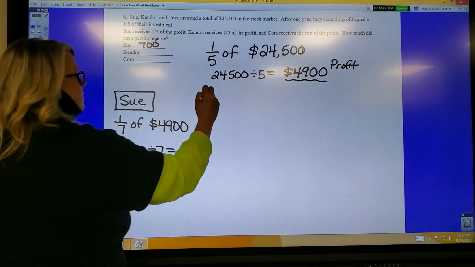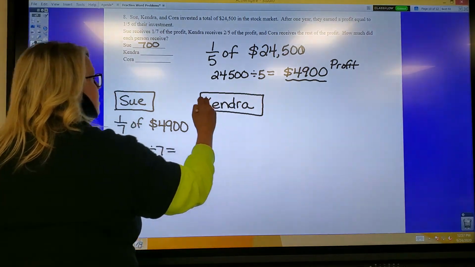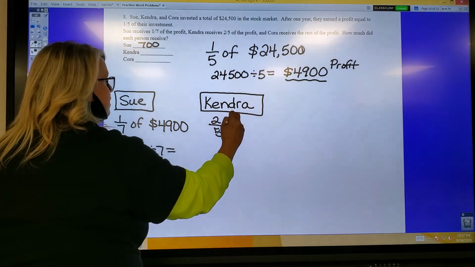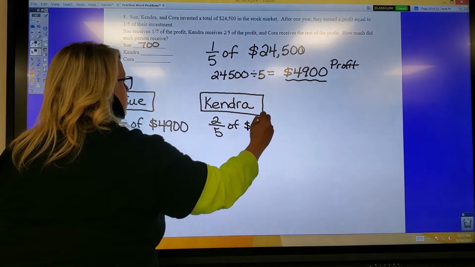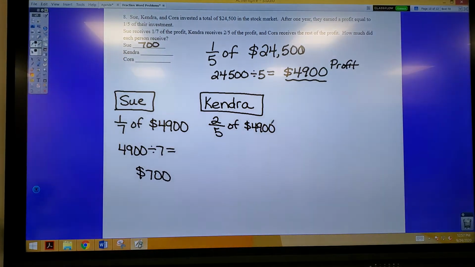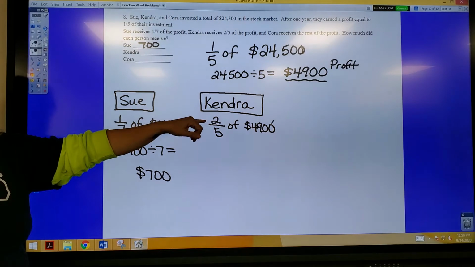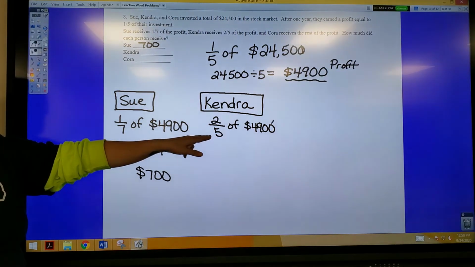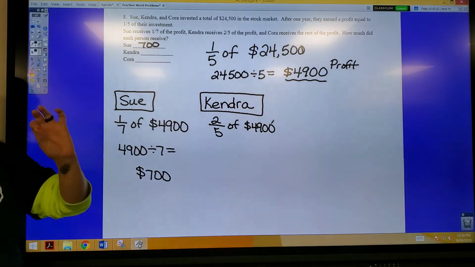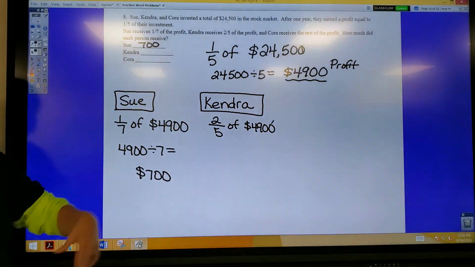Next person is Kendra. Now Kendra, some people got a little confused on Kendra's because her fraction is 2/5 of the profit. And finding 2/5 kind of messed some people up, okay? You have to do this in 2 steps because in 2/5 you don't have a numerator of 1. The first thing we want to do is divide by 5, just like on the other problems where we divide by the denominator. But then that would give you the answer to 1/5. So since we want 2/5, secondly we need to multiply by 2, okay?